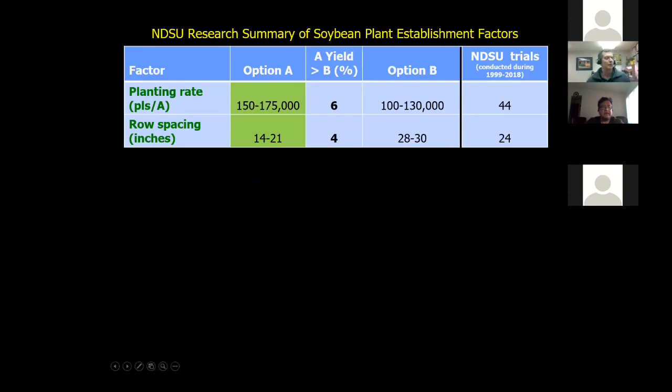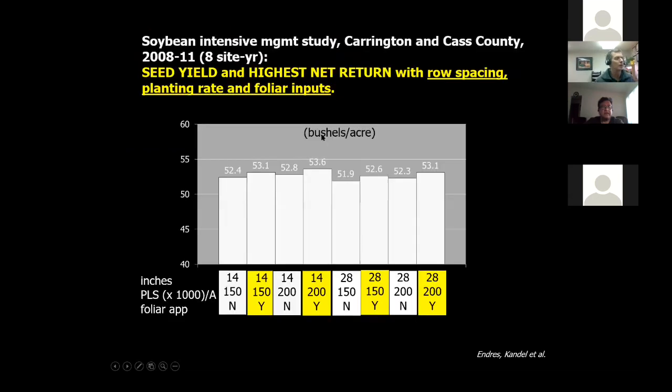So to look at the summary, just comparing with planting rate, if we go with more of a normal planting rate, notice this is pure live seed per acre, we see on average of 44 trials, a 6% yield increase compared to reducing the planting rate. With row spacing, 24 trials, and the data is not as consistent as the planting rate. But we do see a yield advantage with the intermediate row spacing as compared to the wide rows in the tune of 4%.